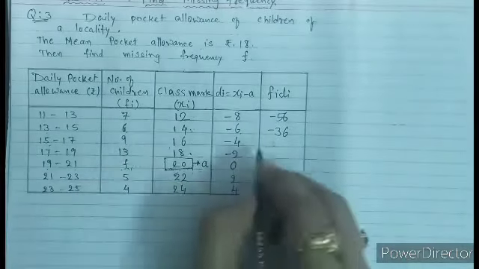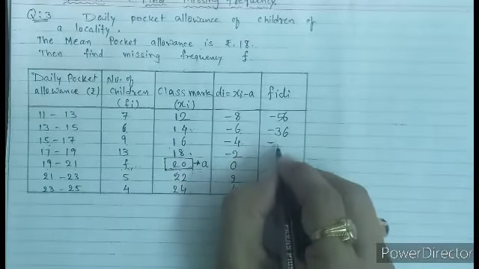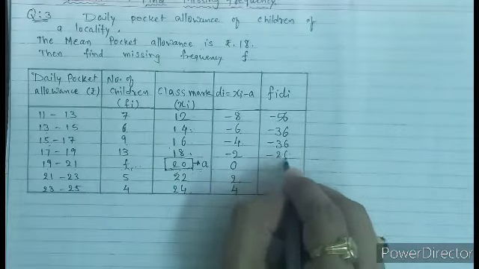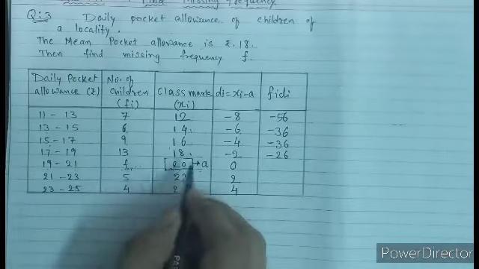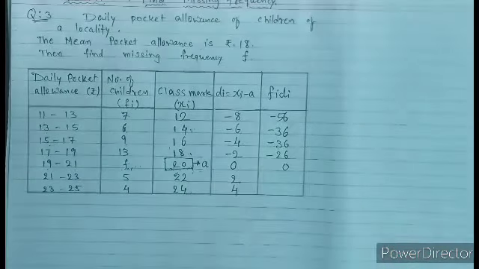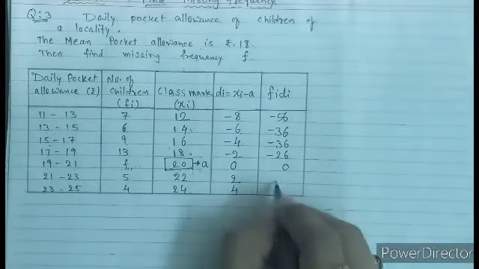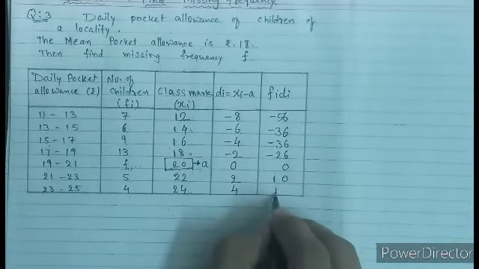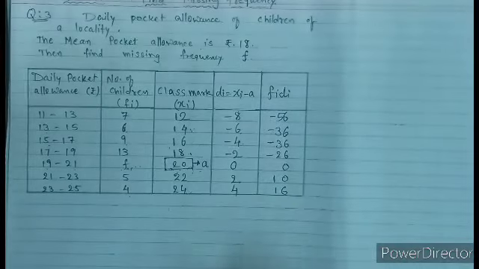Then 9 multiplied by minus 4, again minus 36. Then 13 multiplied by minus 2, it will be minus 26. Then f multiplied by 0 will be 0. The next is 5 multiplied by 2, it is 10, and next 4 multiplied by 4, it is 16. So these are the values of fi di.